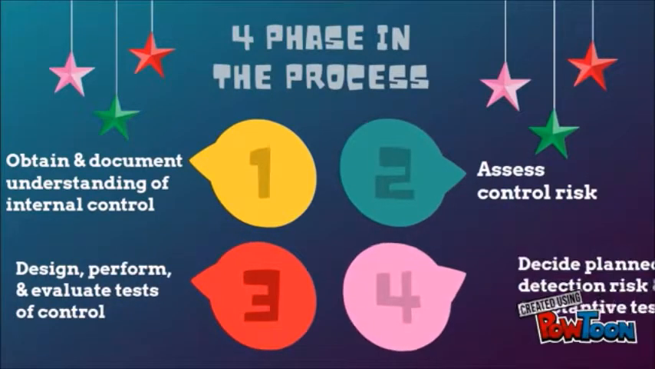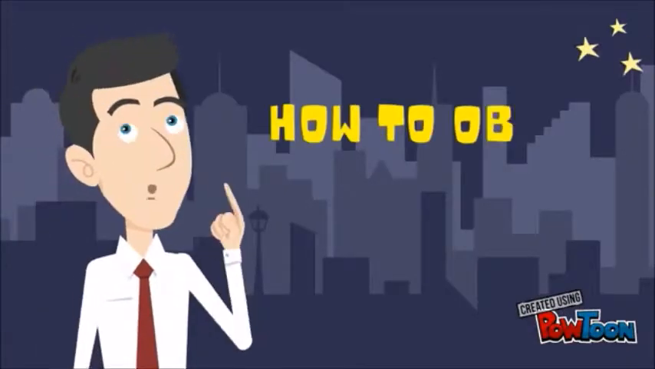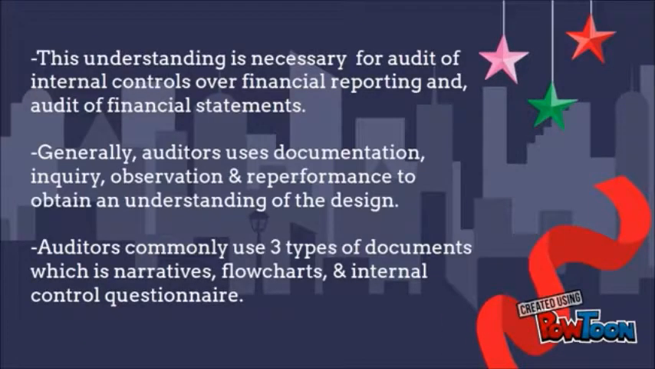First, obtain and document. Second, control risk. Third, test of control. Fourth, detection risk and substantive tests. How to obtain and document? Auditors commonly use 3 types of documents, which are narrative, flowcharts, and internal control questionnaire.